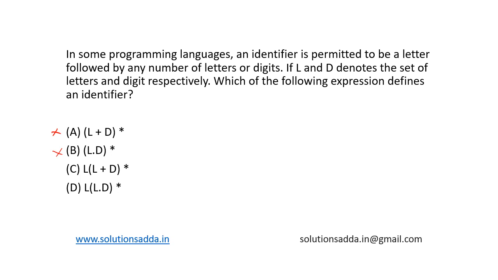Let's see option C. We have L occurring at least once followed by (L plus D) the whole star. Clearly, option C is the correct answer as it generates a valid identifier because it can start with a letter, then followed by any number of letters or digits. So L dot (L plus D) the whole star can only generate the strings for a valid identifier. So option C is the correct answer.